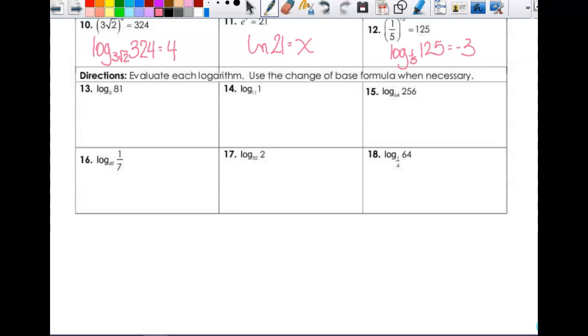Okay. So now we're going to evaluate each logarithm. That means I should actually have an answer here this time. So I'm going to set it equal to x so I can set this up correctly. I'm going to have 3 to the x power equals 81. So I'm going to get common bases. I think I'm going to go with 3. So for 81, I got 3 times 3 is 9, times 3 is 27, times 3 is 81. And so if 3 to the x equals 3 to the 4th, then x equals 4.